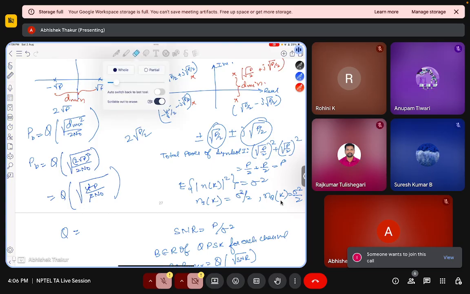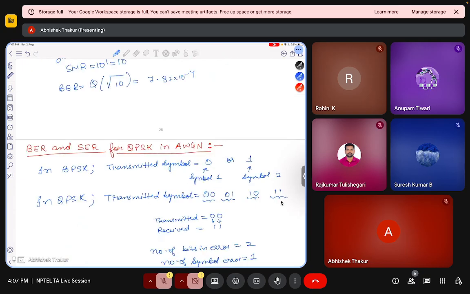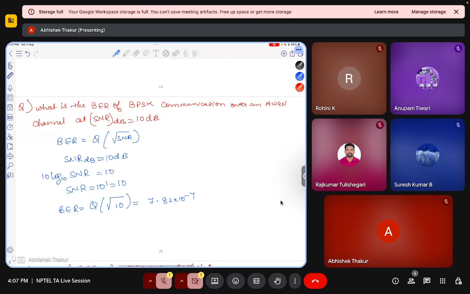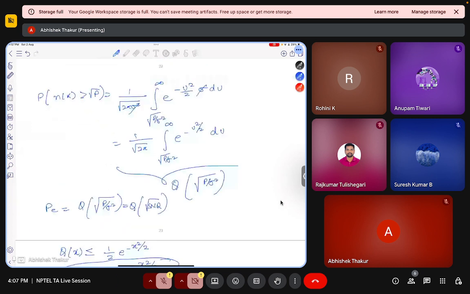But basically you remember this: the probability is Q of d min squared. So the function is based on the square of d min. If the distance between the two constellation points increases, the Q function is like this. So if d min increases, then the bit error rate will decrease.